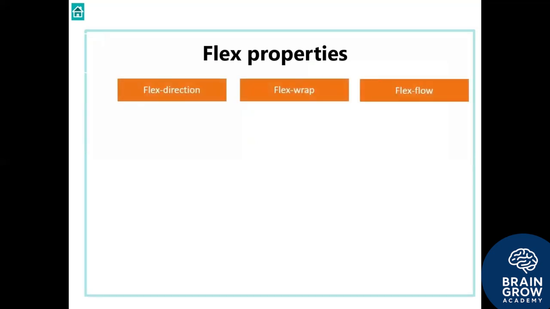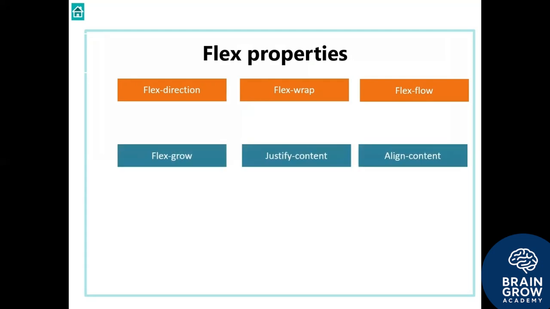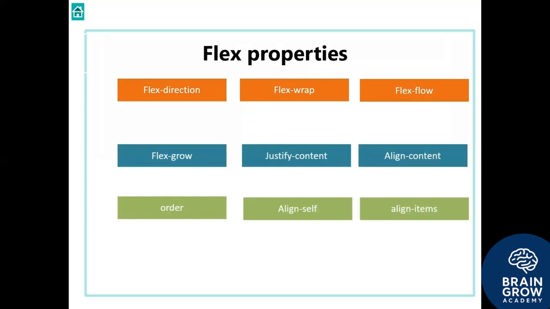Flex direction, in which direction we want to work, and flex wrap, for when the data is overlapped. And flex flow, which is the shorthand property of direction and wrap. Flex grow, justify content, align content are used to control the order and alignment. We also have order, align self, and align items. Now let's go to VS Code and check the properties one by one.